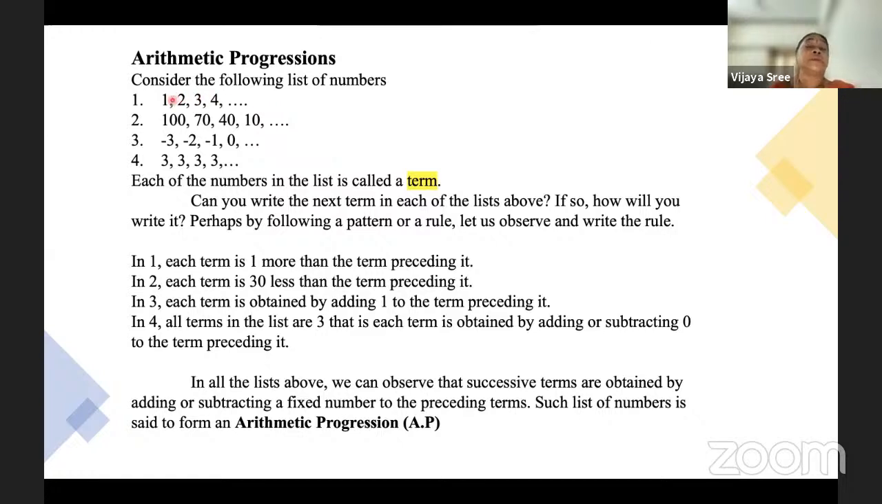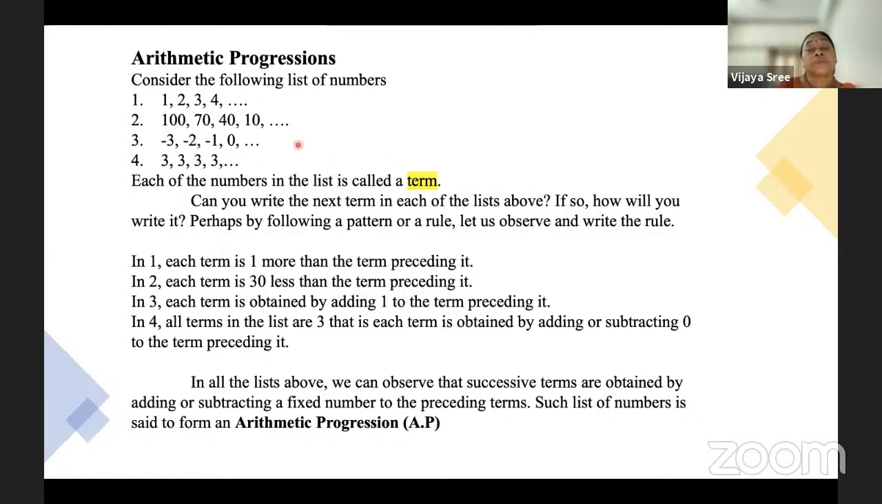Here, the first term is denoted as A1. The second term is denoted as A2. The third term is denoted as A3. The fourth term is denoted as A4. So the nth term is denoted as An. These are all called the terms. Can you write the next term in each of the lists above?